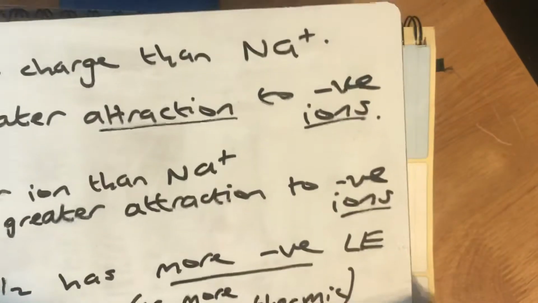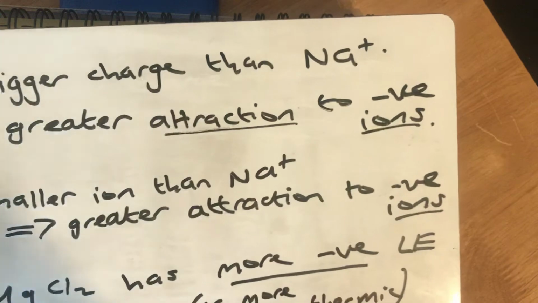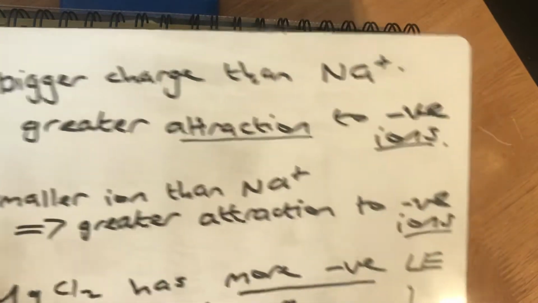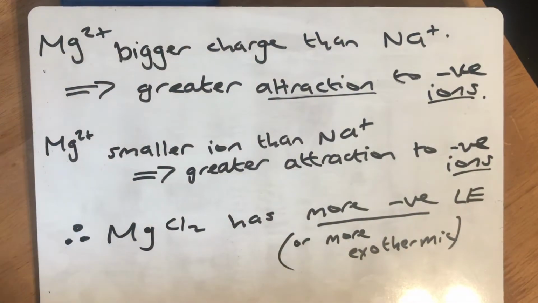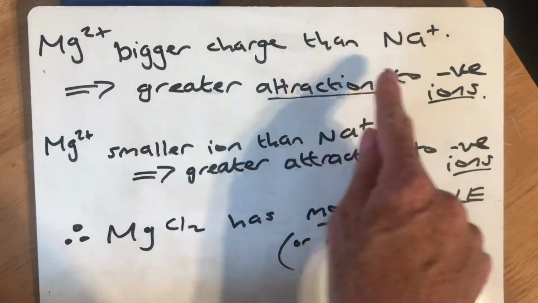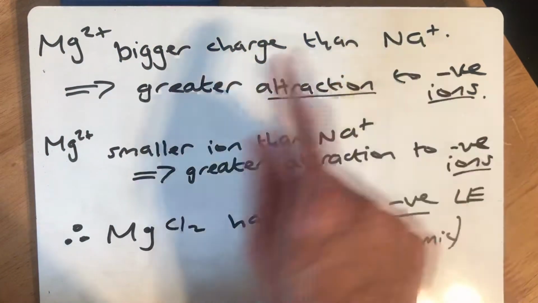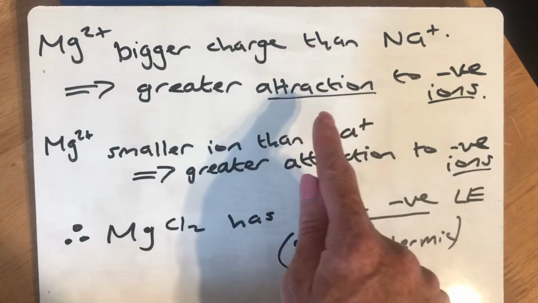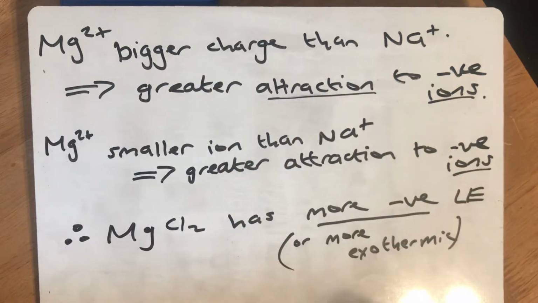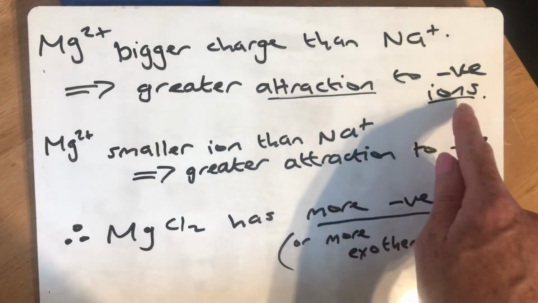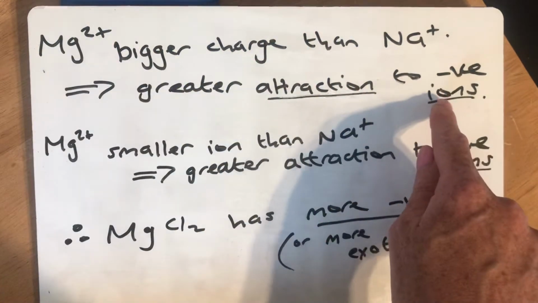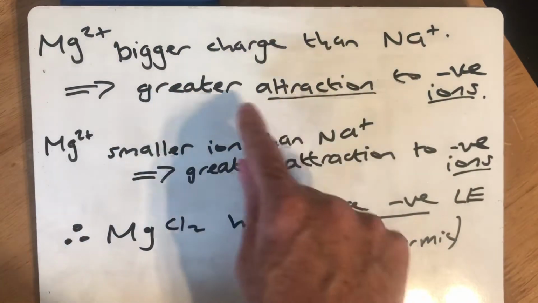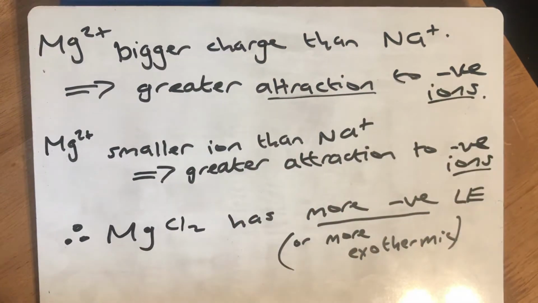So here's the model answer that I have. I'm going to have to move my prop. There we go. So you can see there, your magnesium has a bigger charge, 2 plus compared to sodium's 1 plus. That means a greater attraction to your negative ions. So this one's all about the lattice enthalpy. So you must say what that attraction's to, and it's your attraction between your positive ions and your negative ions. Or you could just say greater attraction between oppositely charged ions.